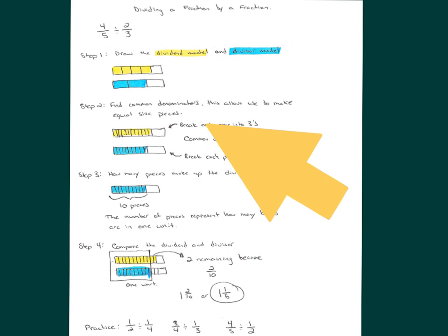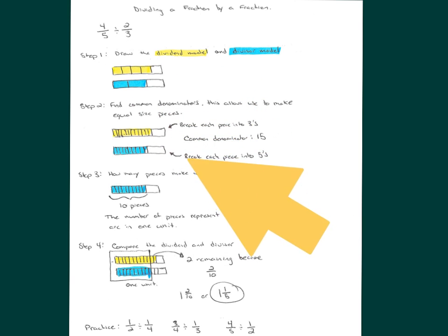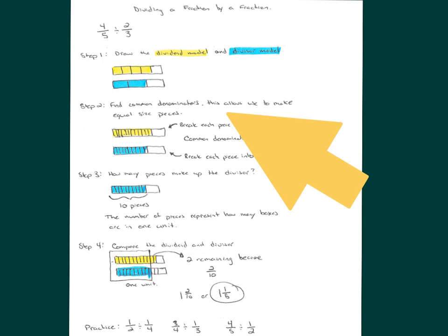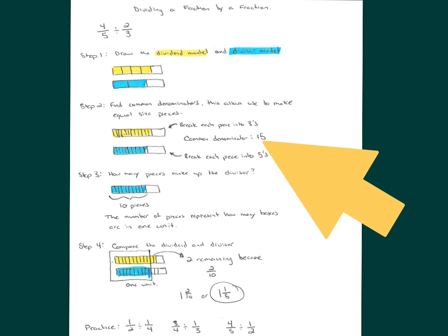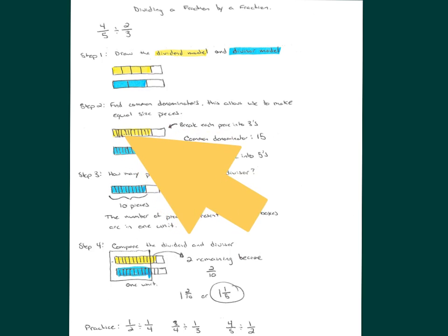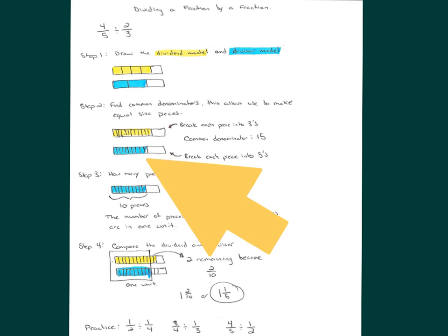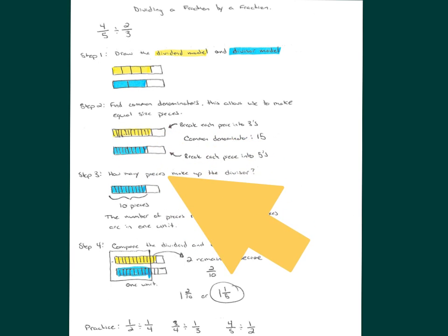Now, to make this easy for me, because these pieces don't line up perfectly, I want to find that common denominator so that I could be comparing equal sized pieces. So I look, between 5 and 3, the common denominator is 15. I'm going to take my groups of 5 and break each of those into 3s. My group of 3, I'm going to break each of those into 5s. So now I'm looking at how many of these blue fit into the yellow. So how many times will the blue go into the yellow?